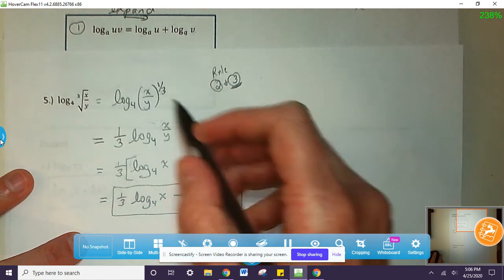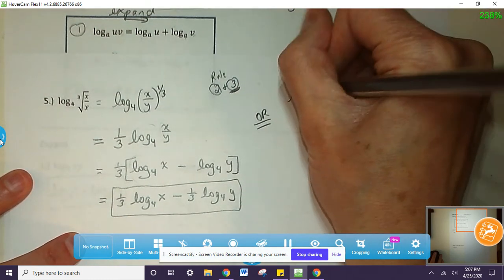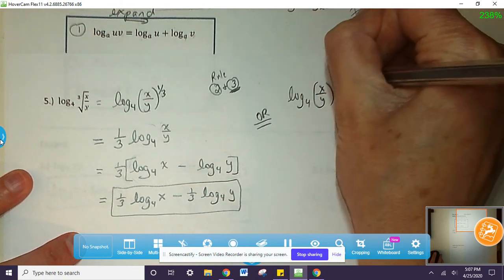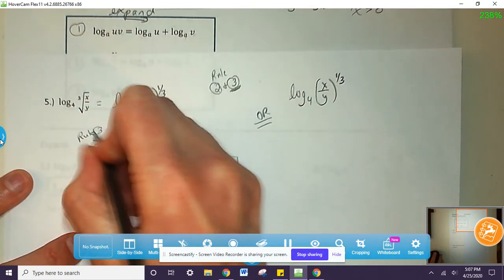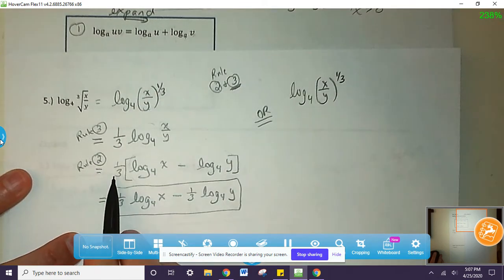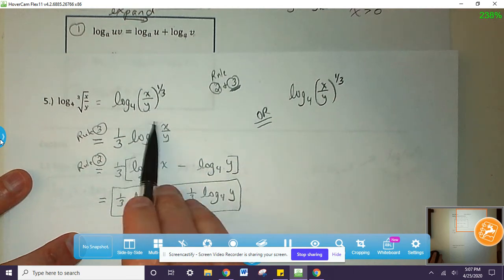Now that was one way to do this. Just to offer you an alternate: the way that we did this is we used rule 3 first, and then we used rule 2, and we were careful because the 1/3 had to go to both the logs because the 1/3 belonged to the entire quantity.